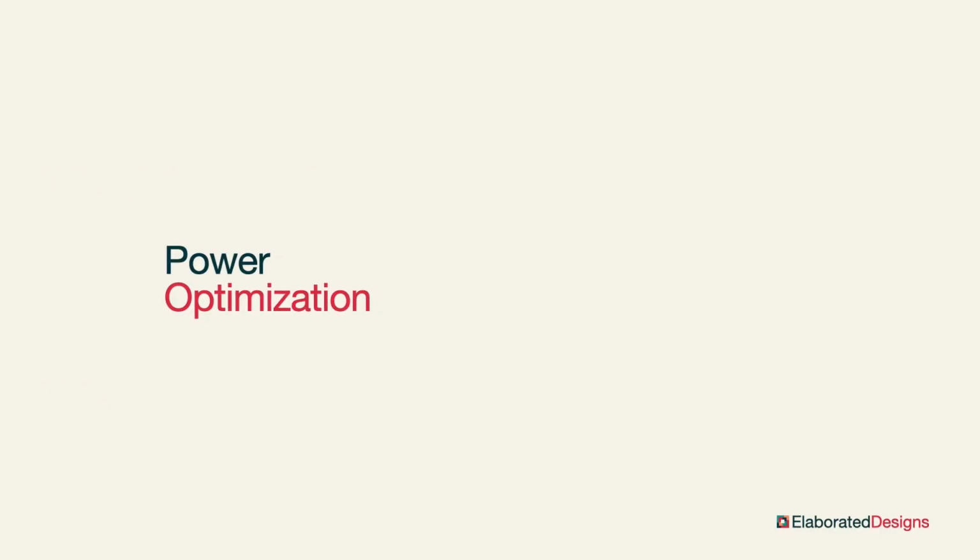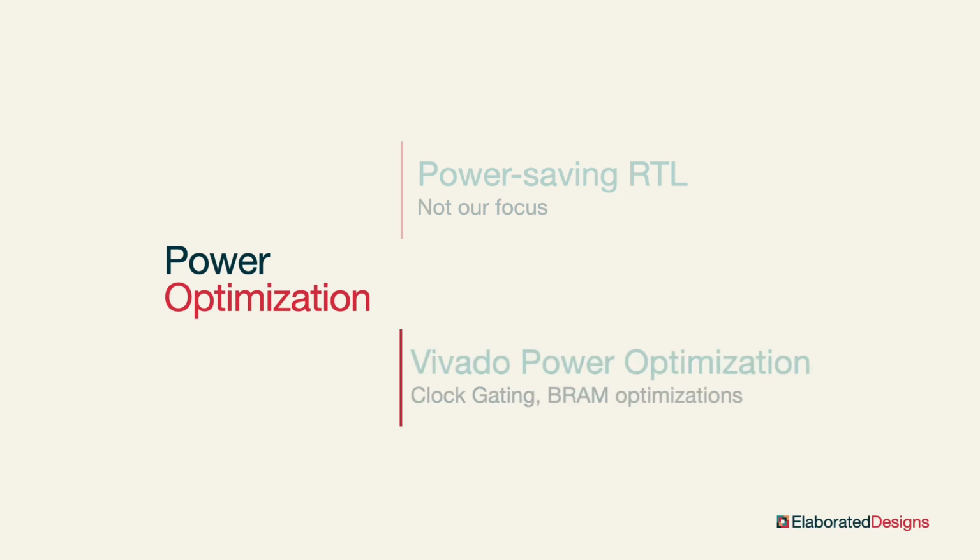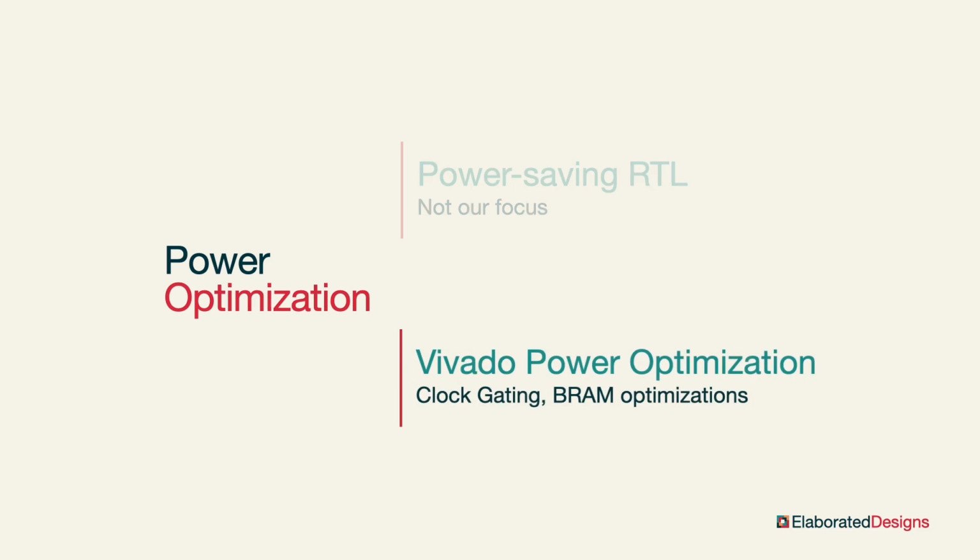There are two major strategies for reducing the power draw in our design. On the one hand, we can use power-saving techniques in our code, like adding pipeline stages, sharing resources across logic functions, or disabling unused block RAMs. On the other hand, we can let Vivado perform power optimization automatically.